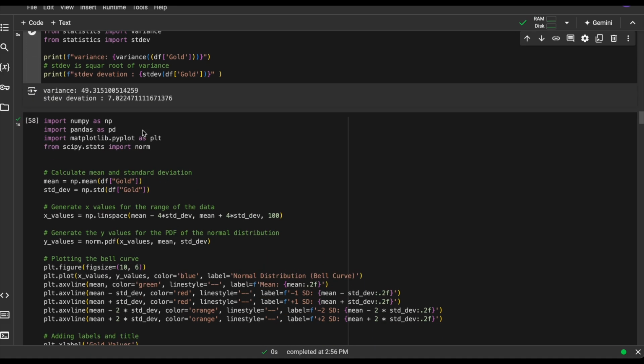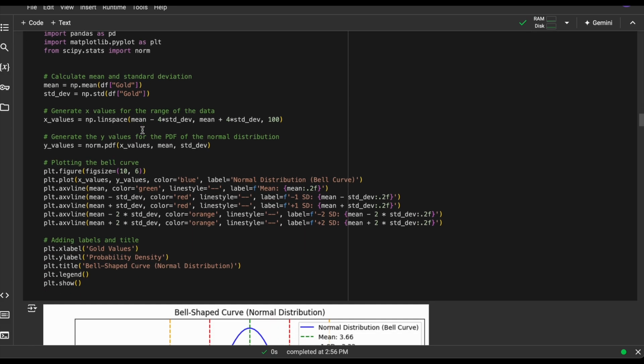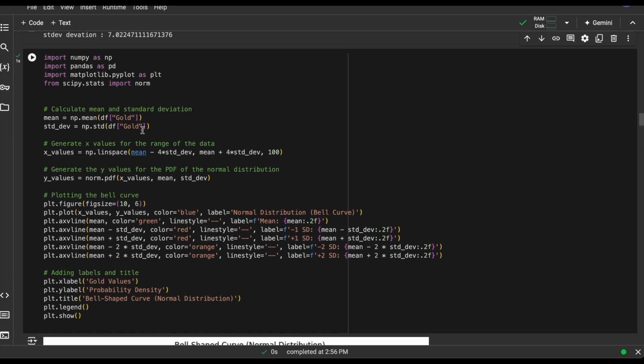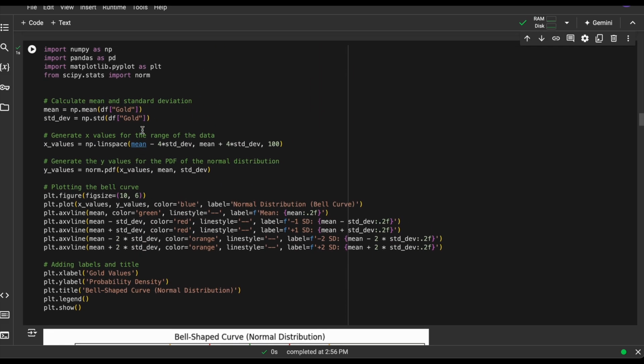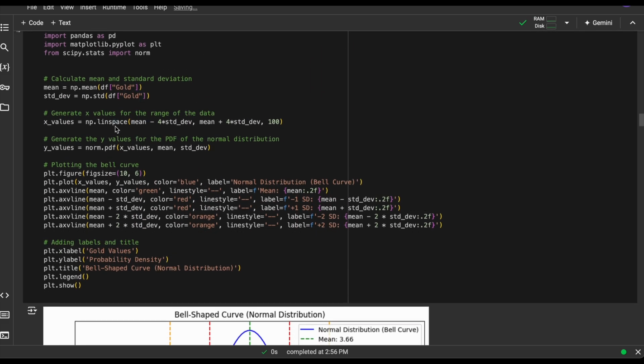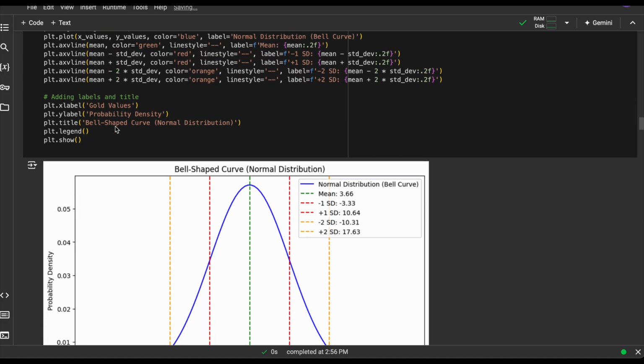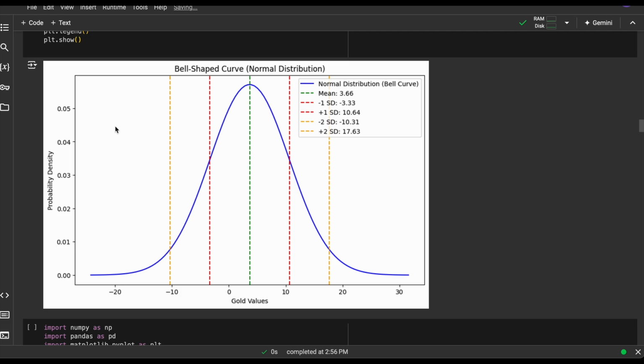The variance and standard deviation, like I showed you. I plotted it using the df plot. This is one thing: the red line indicates one standard deviation. Most of the data lies within one standard deviation.